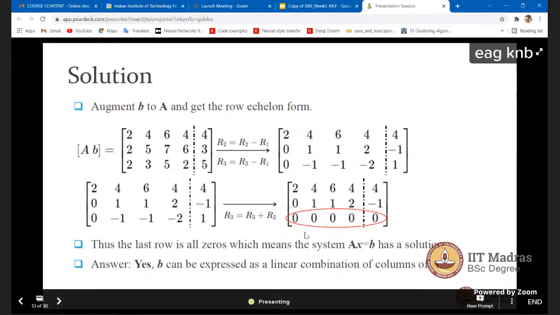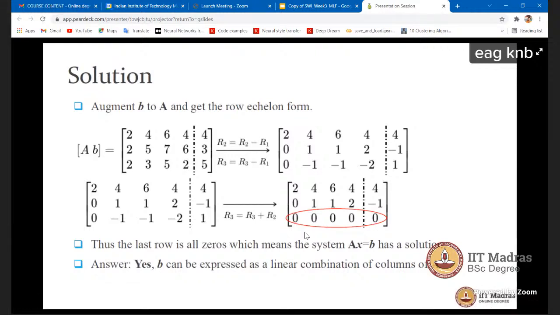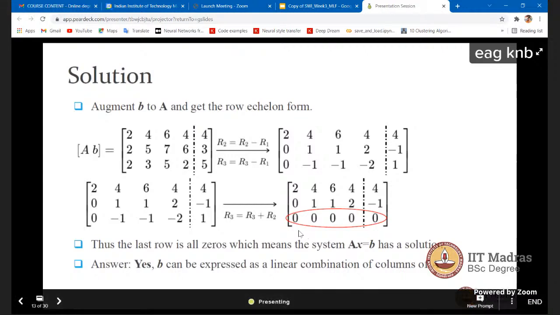Yes, ma'am. In doing so, you take alpha times column 1 and beta times column 2, and you verify whether you are getting the vector B. At that time, how many values can you substitute for this alpha and beta? That will be a time consuming process, right? Yeah, it is trial and error.